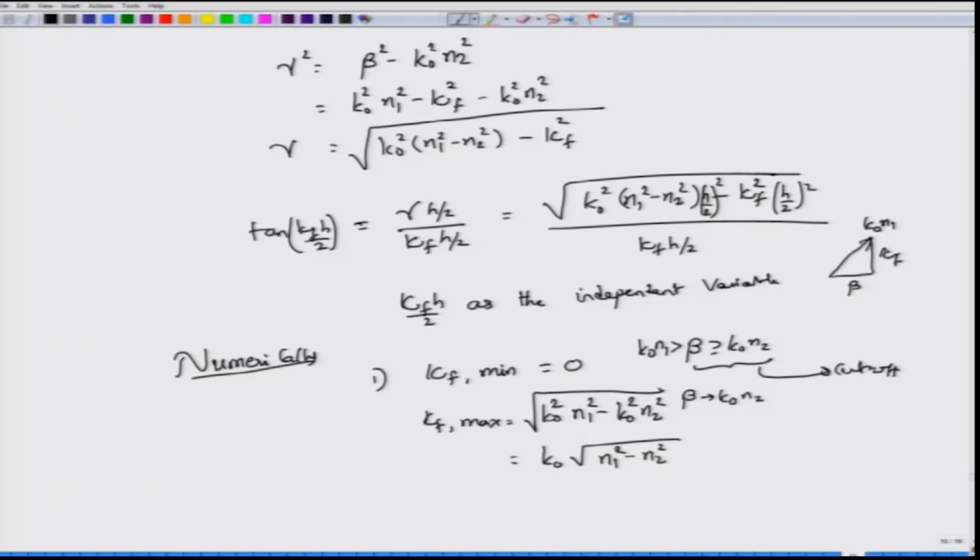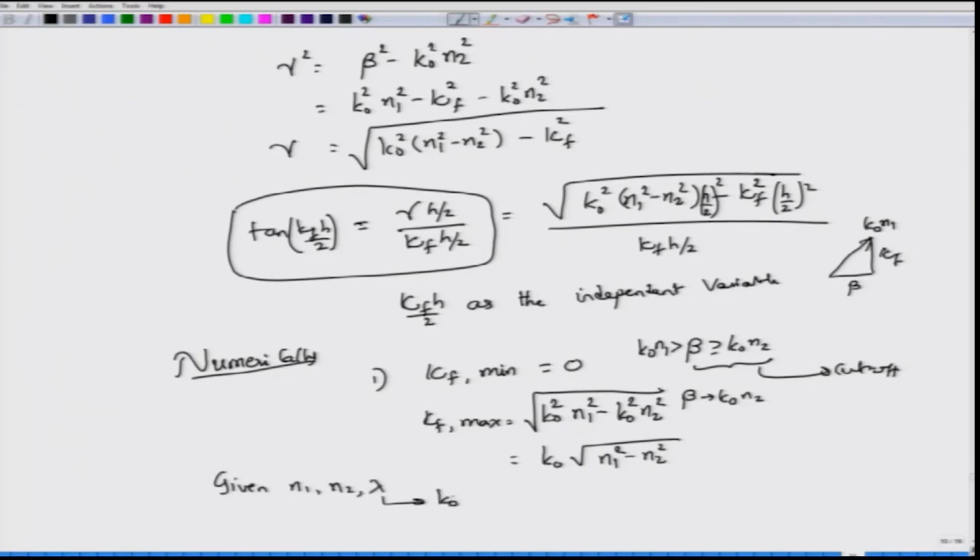So, we have determined the minimum value of kappa f, and the maximum value of kappa f, and within this range is where we are going to plot or numerically solve this equation. Given n1, n2, lambda, you can calculate the k0 value, because k0 is basically 2 pi by lambda, and lambda will usually be specified in the free space region. You also need the height of the waveguide, let us say that is h.